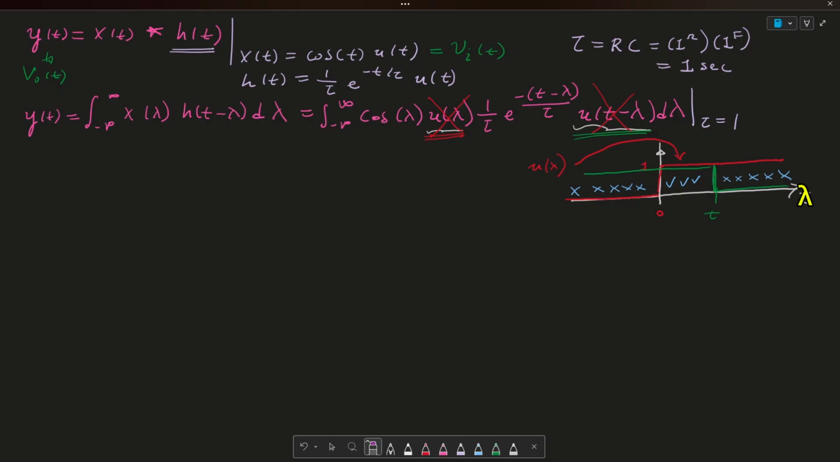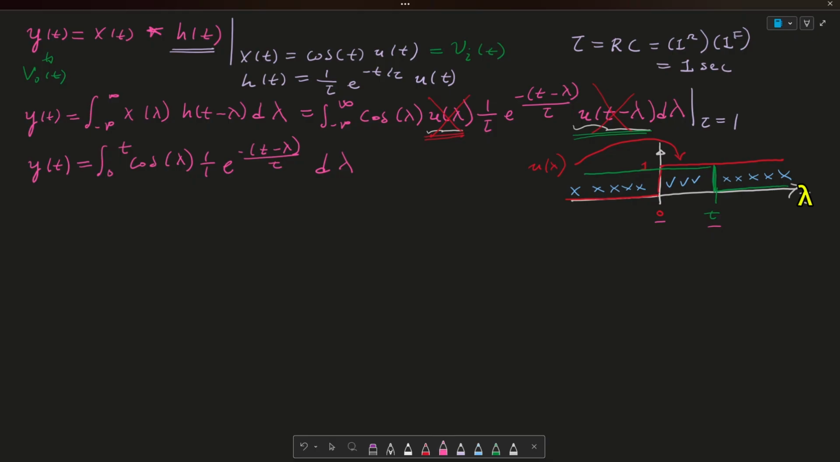But then we notice that our new equation, y of t, again, which is my voltage out of t, is equated to the integral from 0 to t of cosine lambda, times 1 over tau, which is 1 because tau is just 1, times e to the minus (t minus lambda) over tau d lambda.